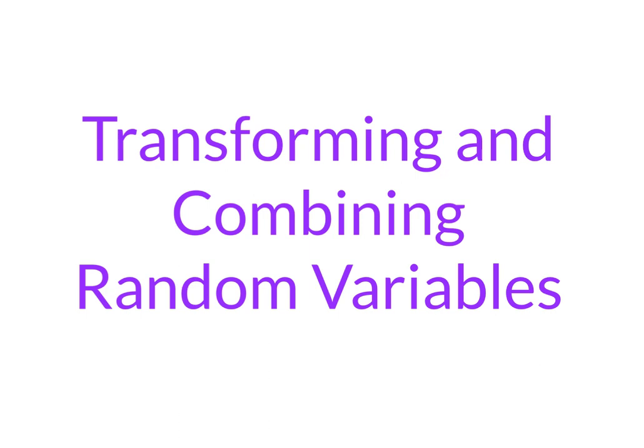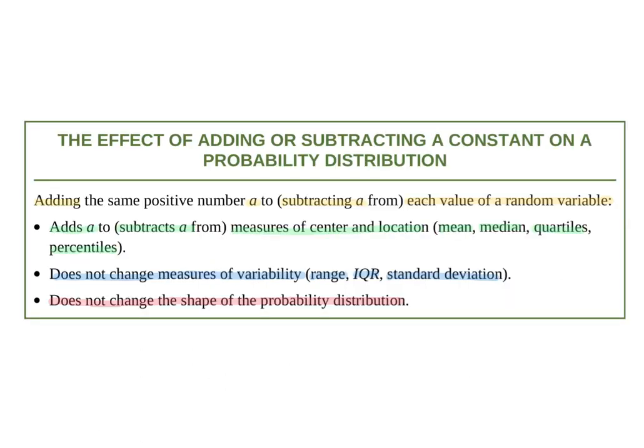In this video, we're going to talk about transforming and combining random variables. So remember, our random variables are capital letters like X or Y, and whatever value that random variable can take has a corresponding probability distribution. And so what if you wanted to manipulate that probability distribution by adding or subtracting something to it? It's going to have a lot of the same effects as we studied earlier in the year.